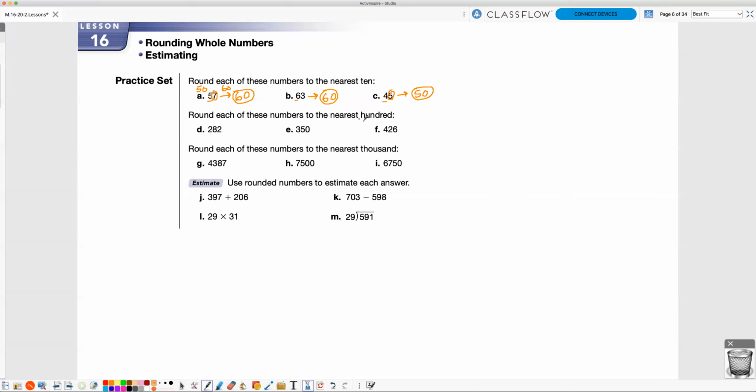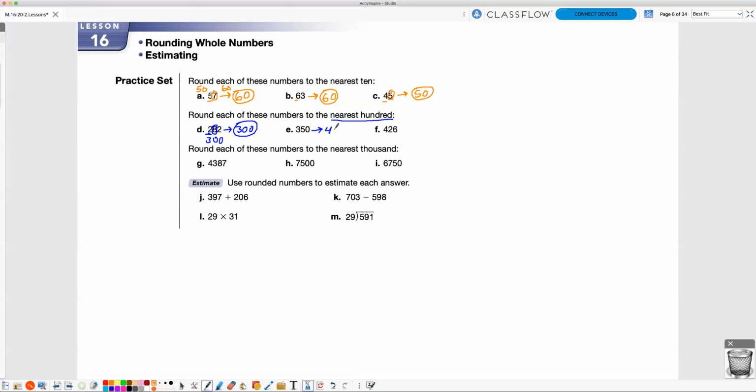282, but it says round it to the nearest 100. So we're rounding to the nearest 100. 282 rounded to the nearest 100 is 300. Your options are either 300 or 200, and you can see that if you underline the hundreds place, that's this 2, and then circle the value behind it, it's an 8. 8 is greater than 5, which makes this become a 3, and then all those digits after it should turn into zeros. How about letter E, 350 to the nearest 100?